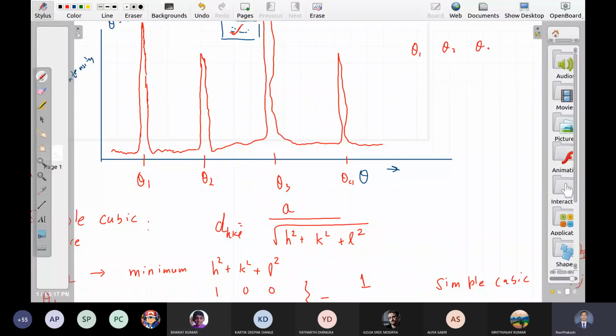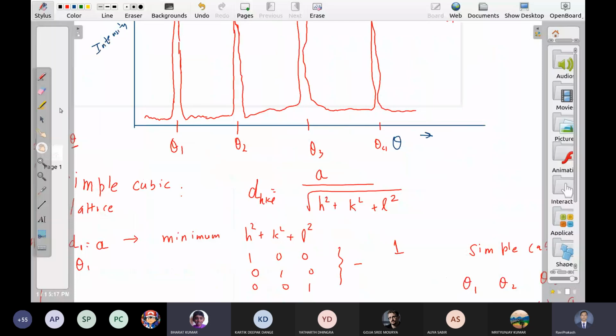Calculate their sign, calculate their ratio. So, sir, in case of other lattices, we need to change only A, or HKL? See, this formula is only for simple cubic. So the calculation is extremely non-trivial, extremely difficult for other cases also.